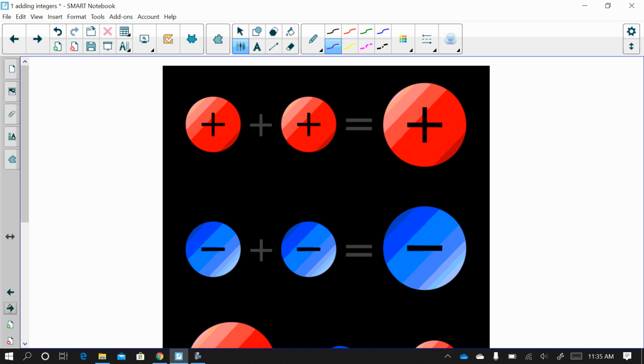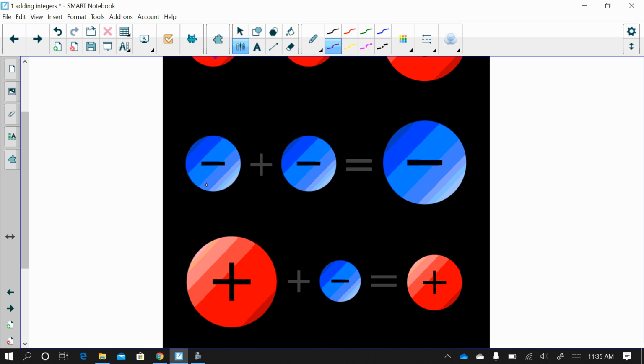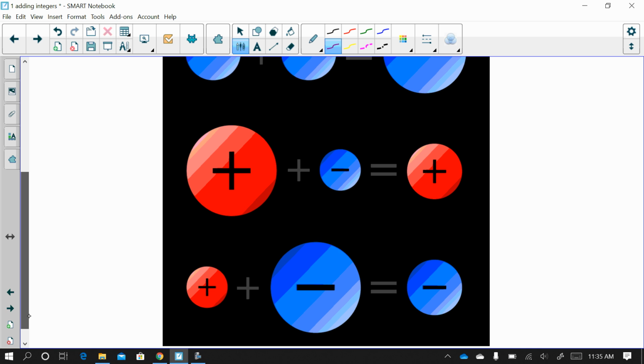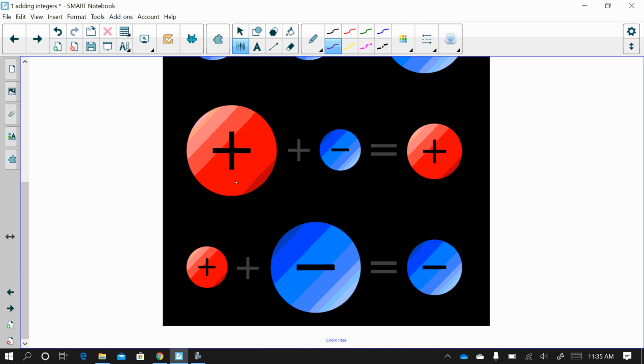Okay, so a little handy chart here. A positive plus a positive makes a bigger positive. A negative plus a negative makes a bigger negative. Then if I have different signs, if I'm adding a bigger positive with a small negative, I'm still going to get a positive answer. It's just going to be smaller than what I started with. And if I have a small positive plus a big negative, I'm going to end up with a smaller negative than what I started with.